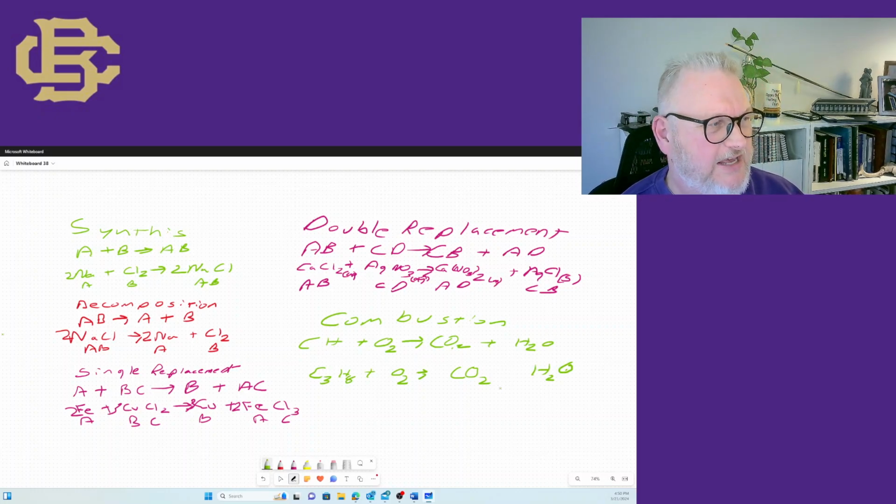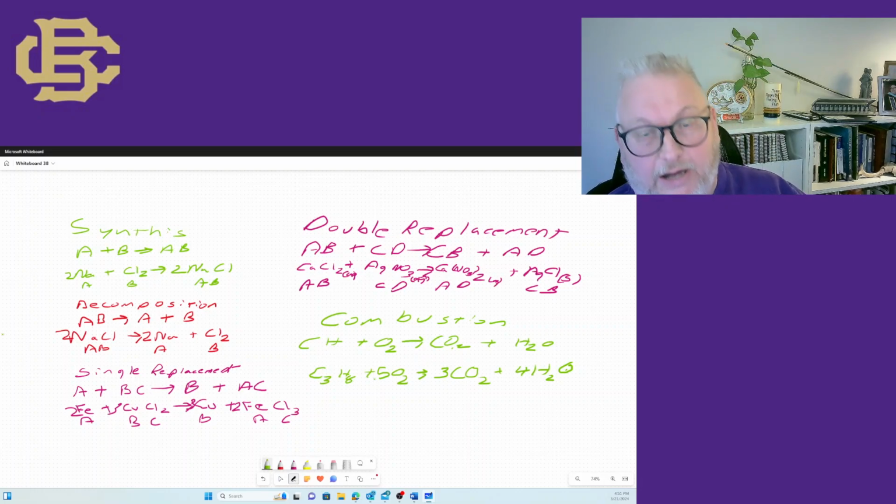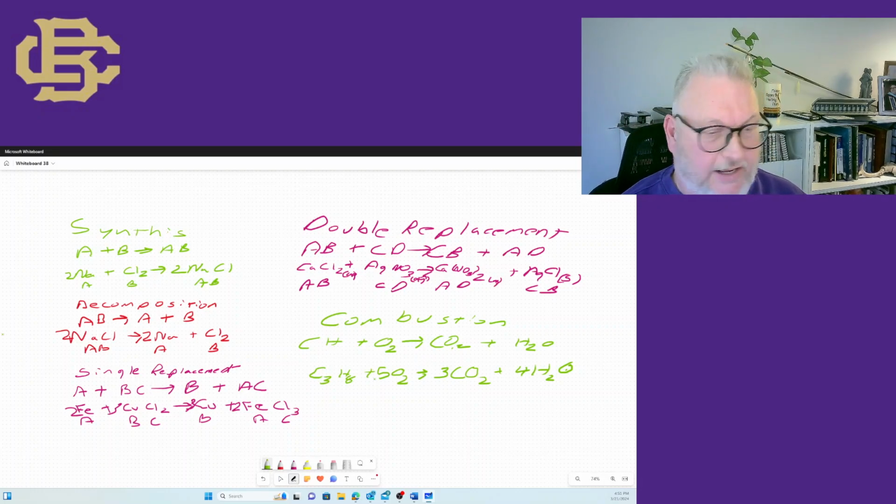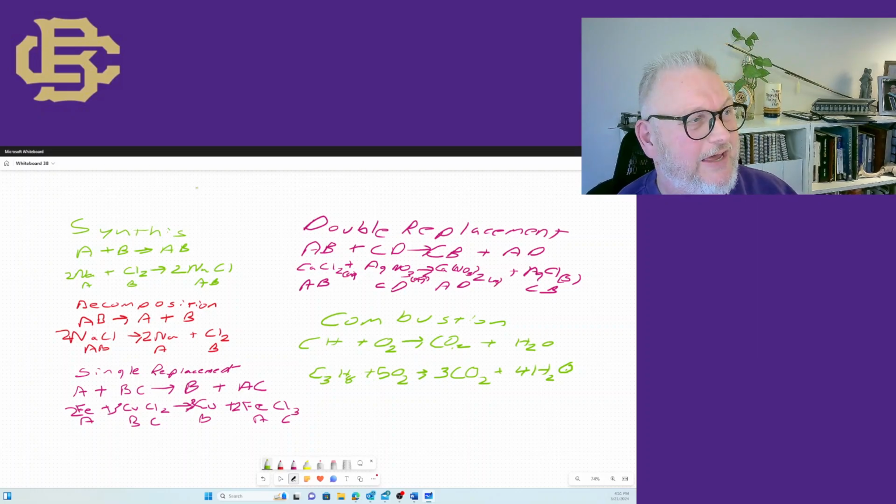Now let's balance it, because that's what we do. I need 3 carbons on this side, so I'll put a 3 there. That gives me 6 oxygens. And then I need 8 hydrogens on this side, so I'm going to put a 4 there. So I've got my 8 hydrogens, I've got my 3 carbons. Oxygens, I've got 6 and 4. 6 plus 4, that's 10. So I need to put a 5 there. So I've got no A, B, whatever. I've got a hydrocarbon burning in oxygen, and I'm producing carbon dioxide and water. So that's all there is to that, guys.